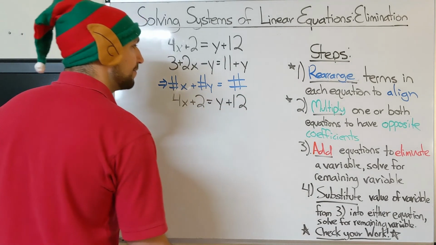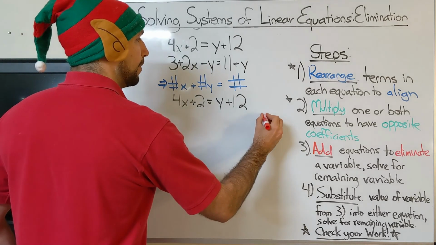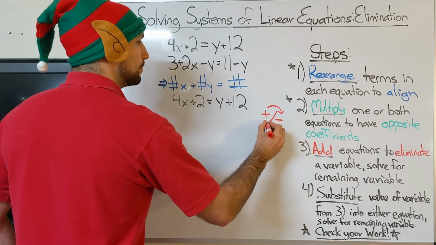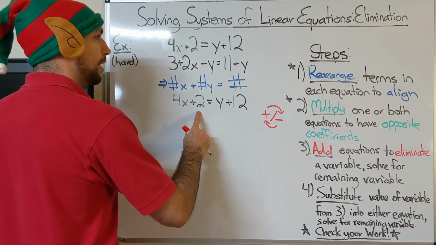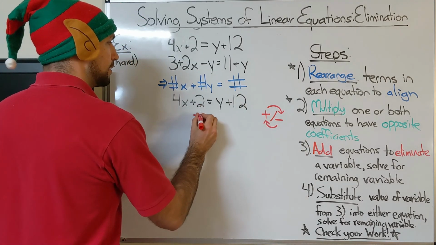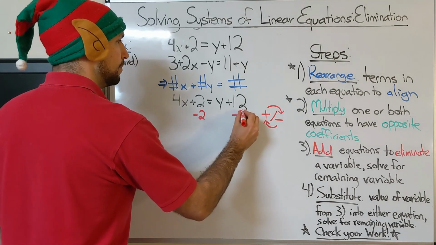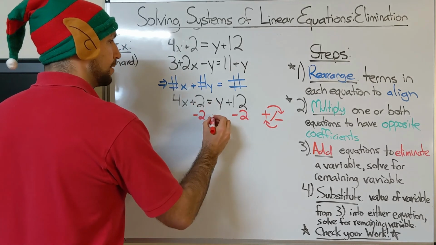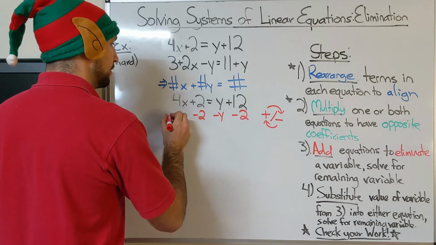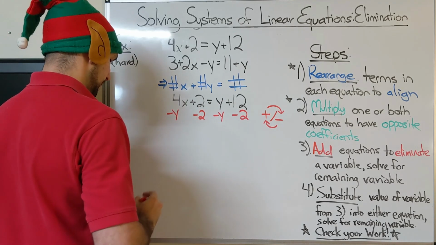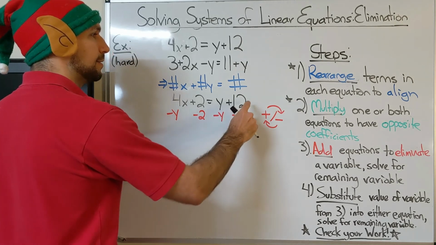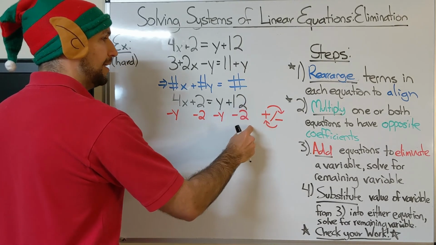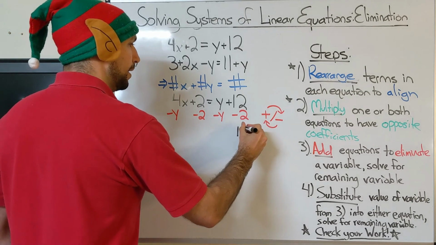These are all positive terms, so to move them, I'm going to be using the opposite of addition, subtraction. I need to move the numbers to the right side, so let's subtract 2 from both sides. I need to move the y's to the left side of the equation, so let's subtract y from both sides. Now on the right, these two terms are like in that they're both constants, so 12 and negative 2 can combine to be 10.